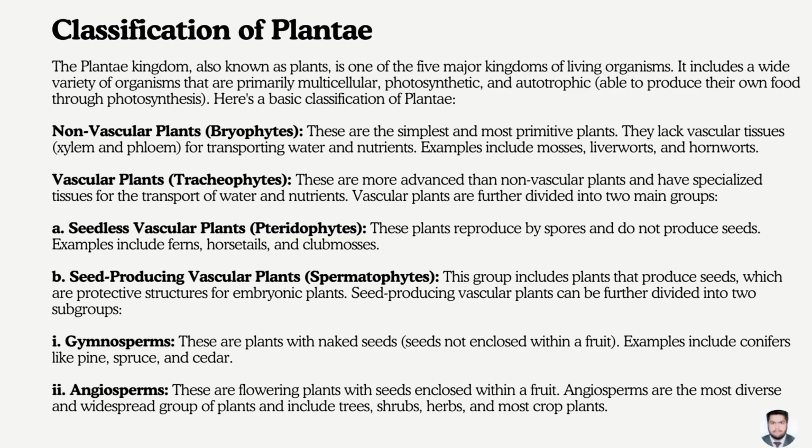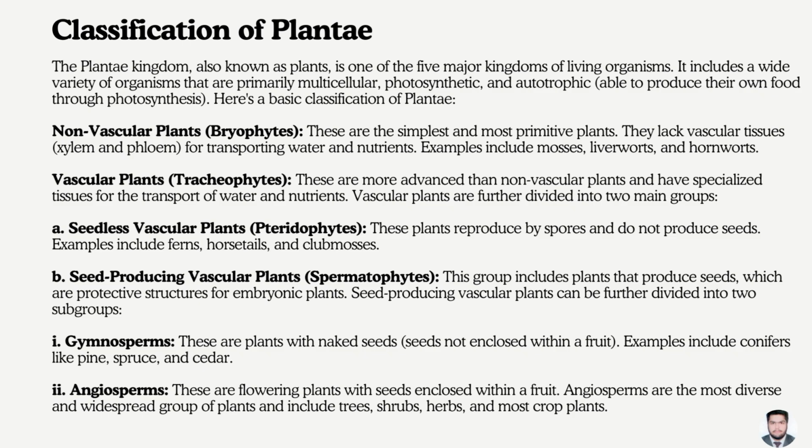Seed-producing vascular plants. This group includes plants that produce seeds, which are protective structures for the embryonic plant. Seed-producing vascular plants can be further divided into two subgroups, gymnosperms and angiosperms. Gymnosperms are plants with naked seeds, seeds not enclosed within a fruit. Examples include conifers like pine, spruce, and cedar.